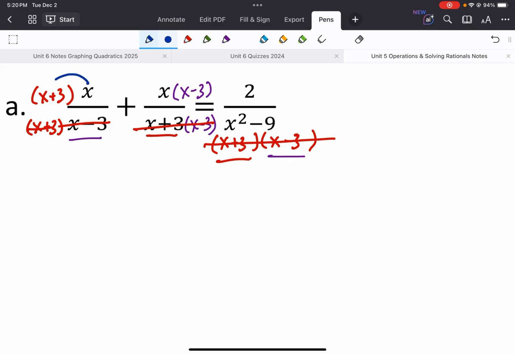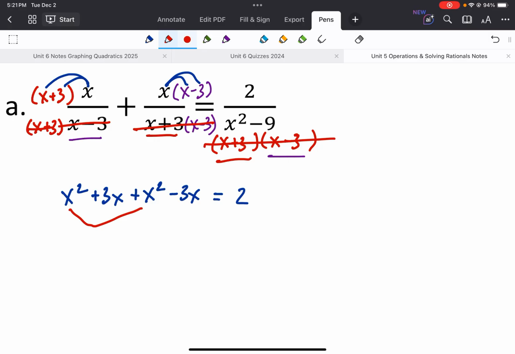So here we go. We'll have x times x is x squared. x times 3 is 3x. x times x is x squared. x times negative 3 would be negative 3x. And then that is equal to 2. So combine like terms, that's always a good thing to do if we can. This will give us 2x squared. These two terms will cancel, and that's just equal to 2.